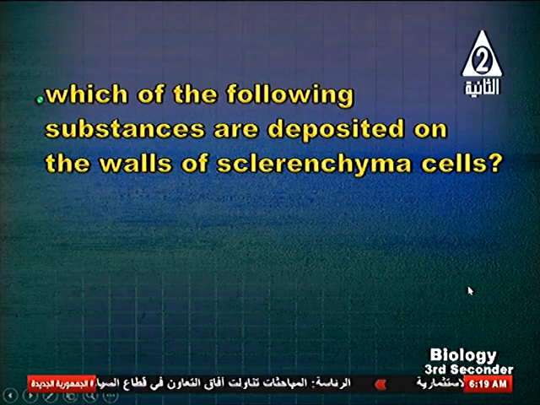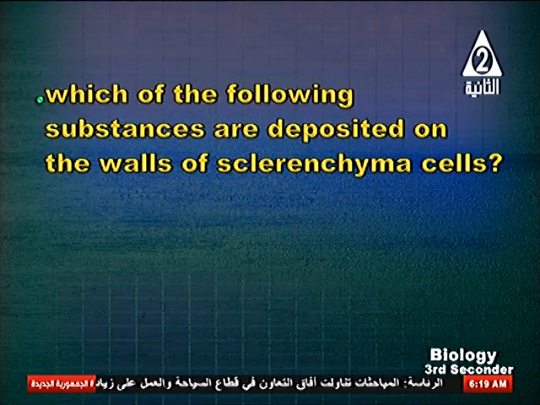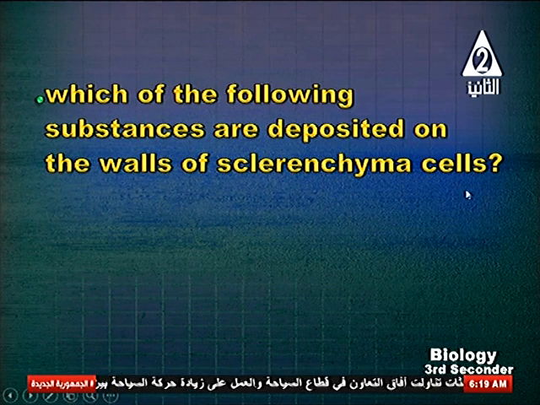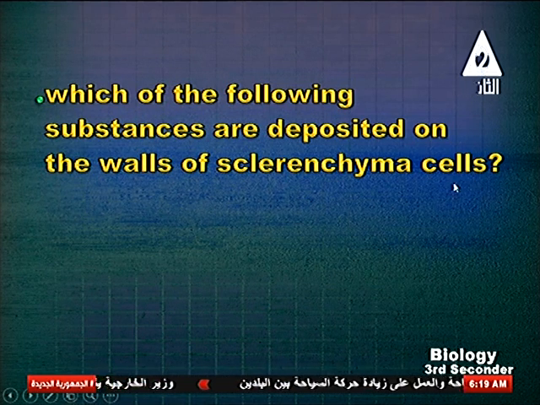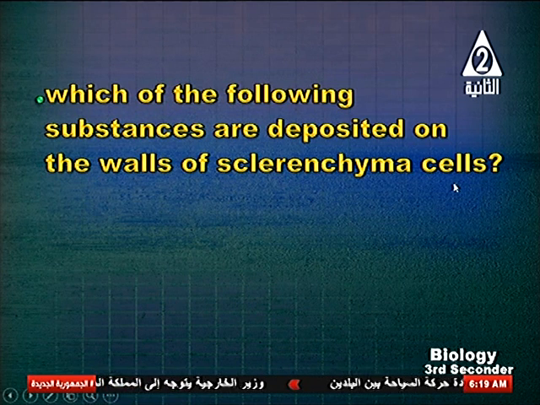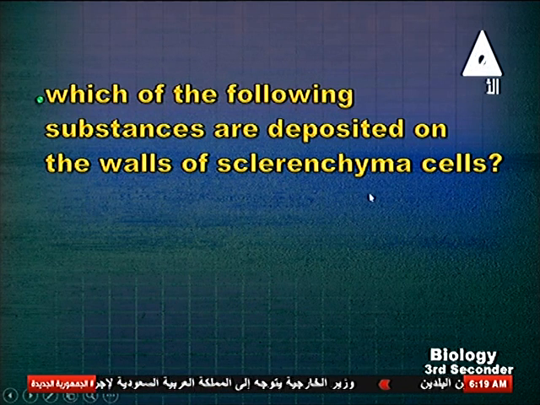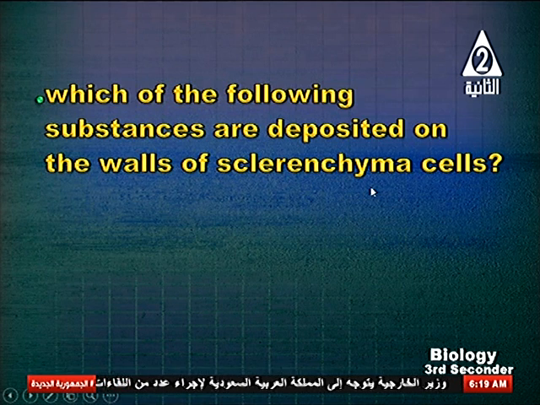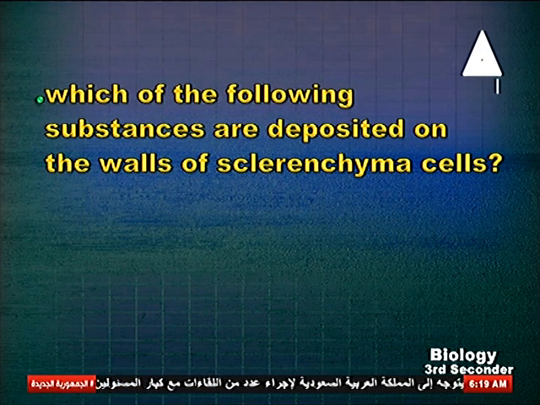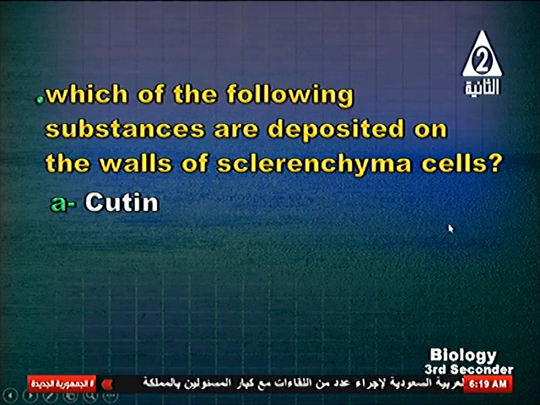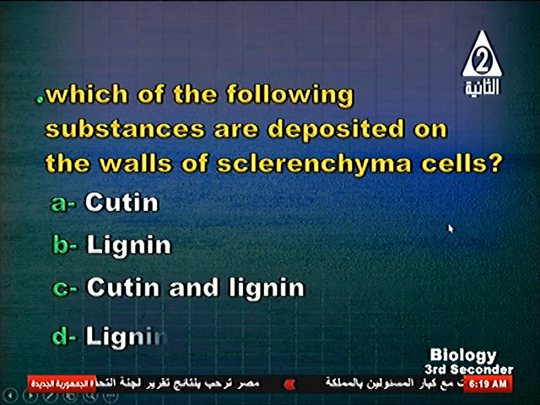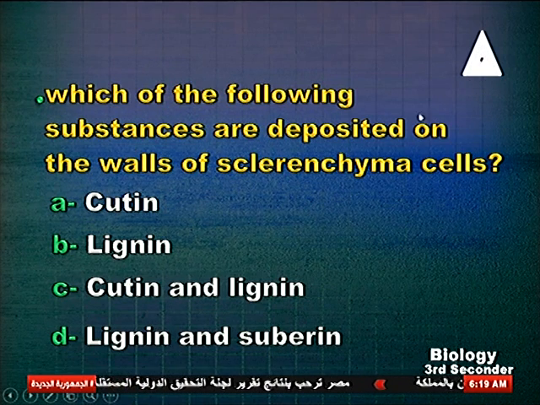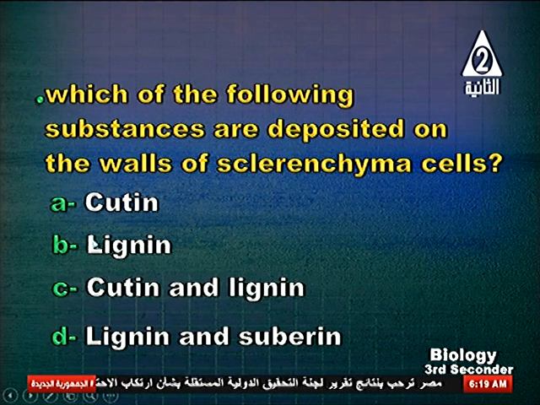Another question: which of the following substances are deposited on the walls of sclerenchyma cells? Sclerenchyma is dead, non-living tissue, it has lignin and cellulose. Okay, cutin, it's a wrong answer. Lignin, cutin and lignin, and suberin. The answer is lignin.